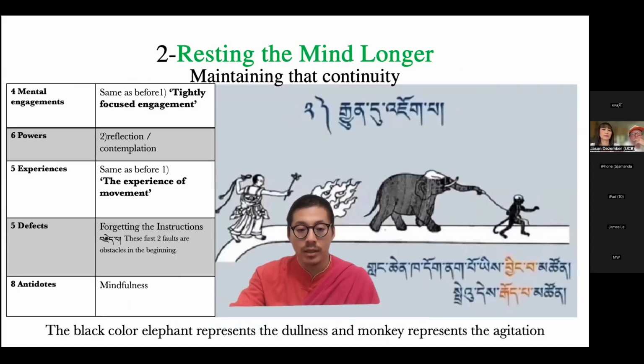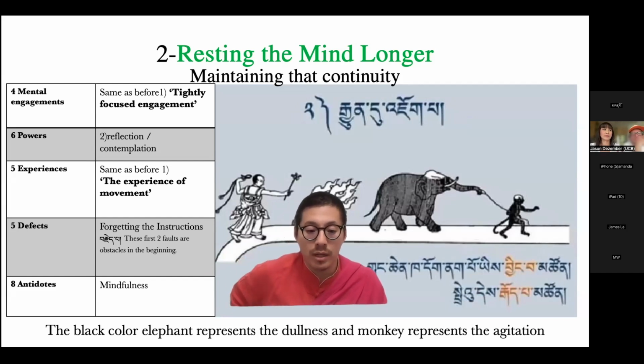And the next one is resting the mind longer. Okay, you rest, but your mind is not used to that, right? You might go crazy. You can't focus on that object, whatever you have chosen. But you have to come back, bring back your mind. You have to maintain that continuity. So the second one is resting the mind longer on that object.